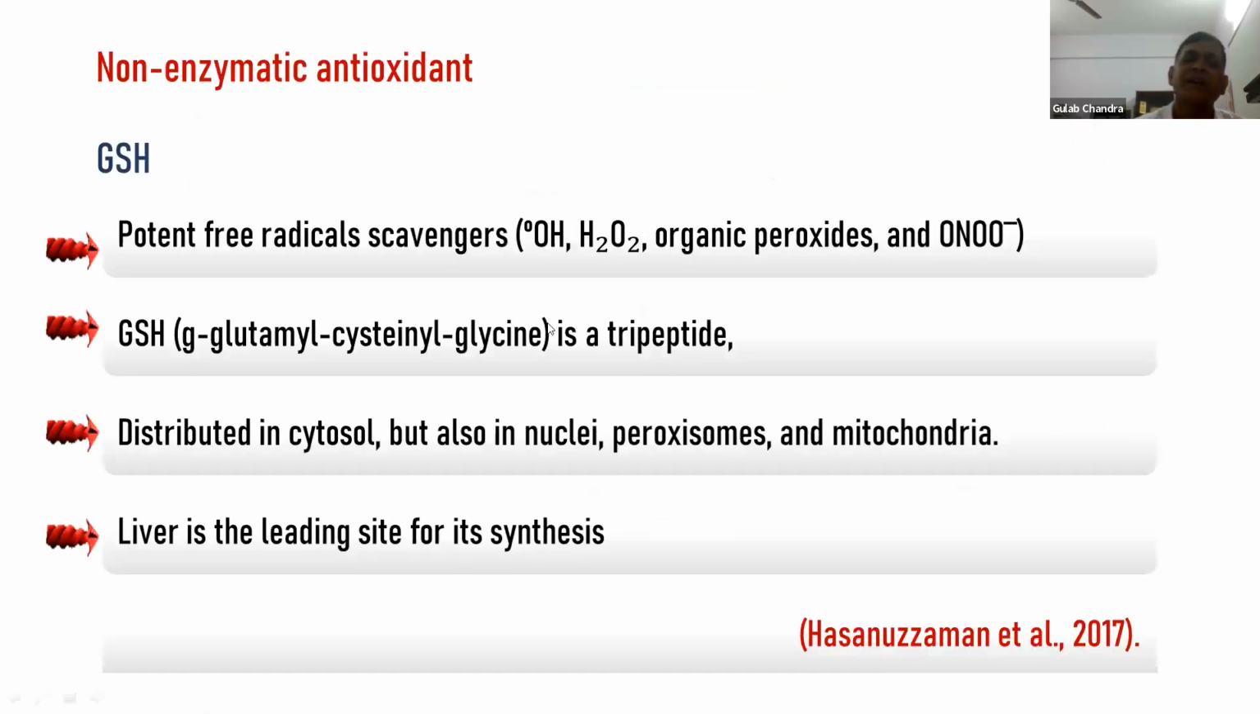Some are non-enzymatic antioxidants. Glutathione also acts as a free radical scavenger, and it is distributed in the cytosol, nuclei, peroxisome and mitochondria. The liver is the main site for the synthesis of glutathione.